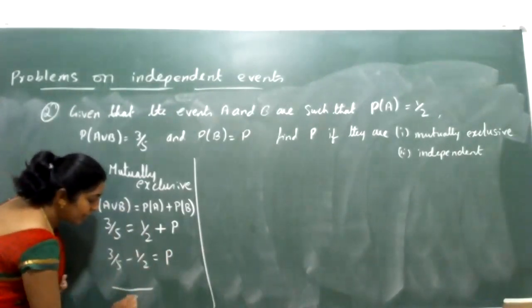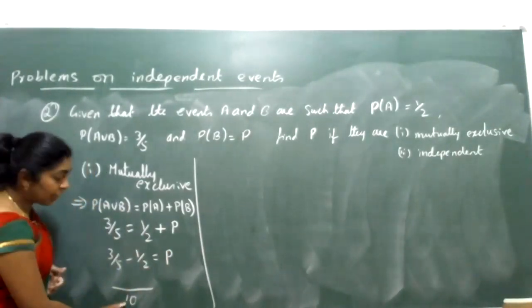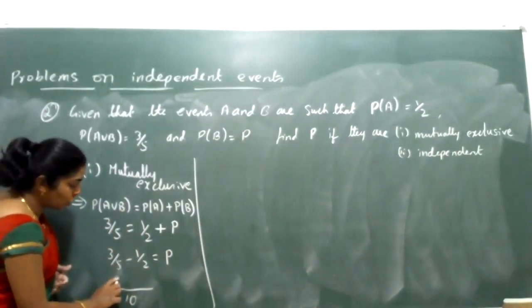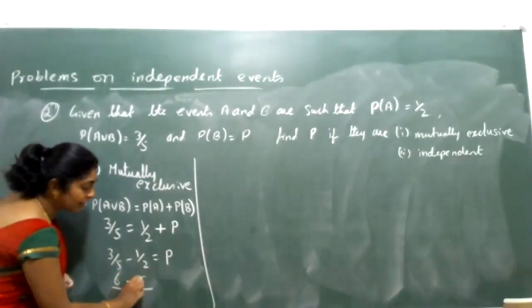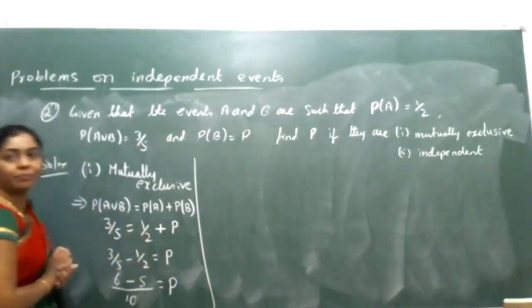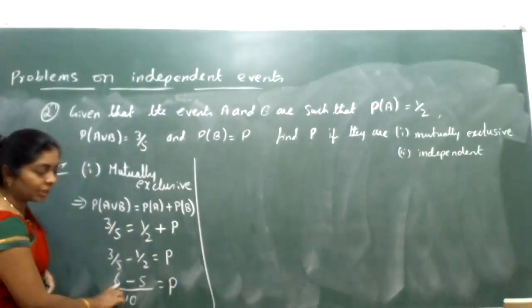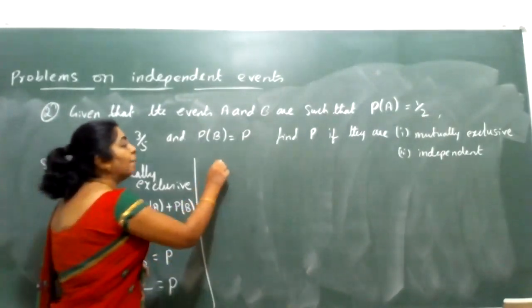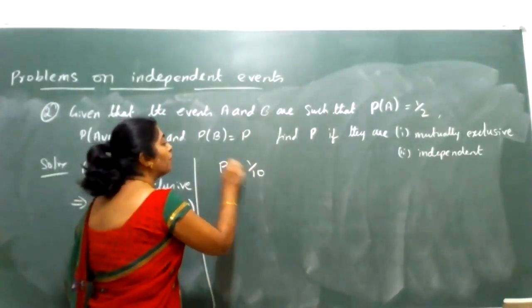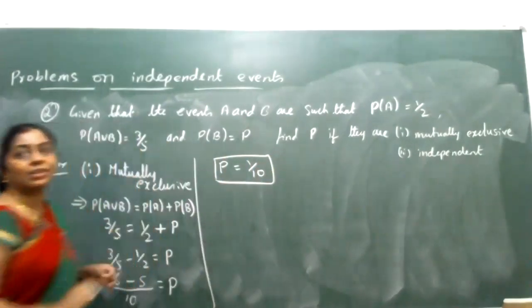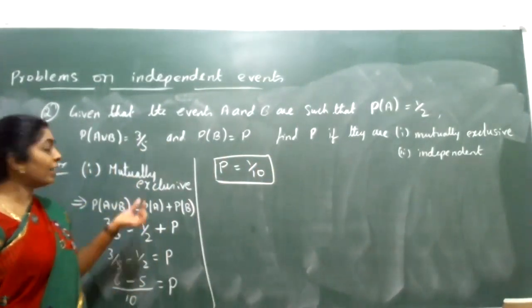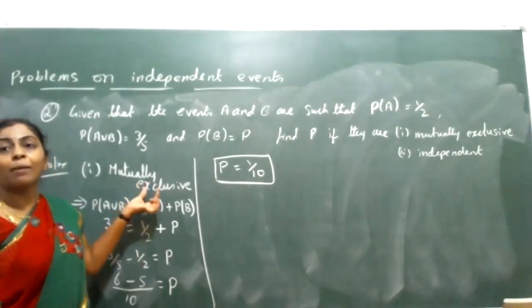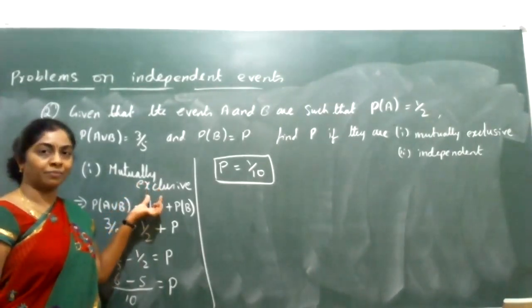If I shift half to LHS, it is a difference of two fractions. Now, 10 is the LCM. When I consider 10 as the LCM, 5 2s are 10, 2 3s are 6, minus 2 5s are 10. 5 is equal to P. So what is the value of P I get back? 6 minus 5 over 10, P is equal to 1 by 10. In the first condition, I get back the value of P as 1 by 10, when I'm using the condition that they are mutually exclusive.